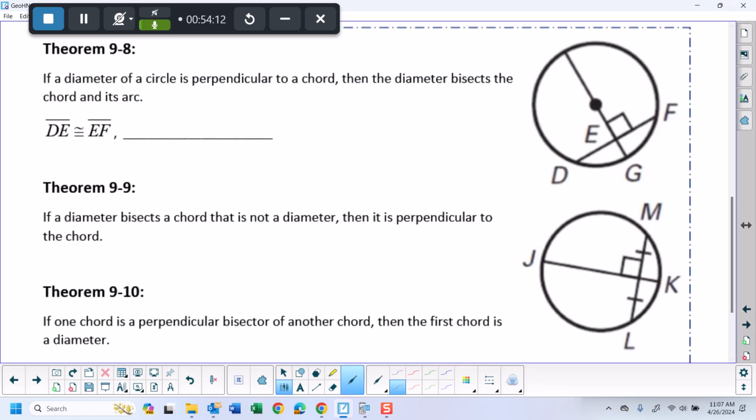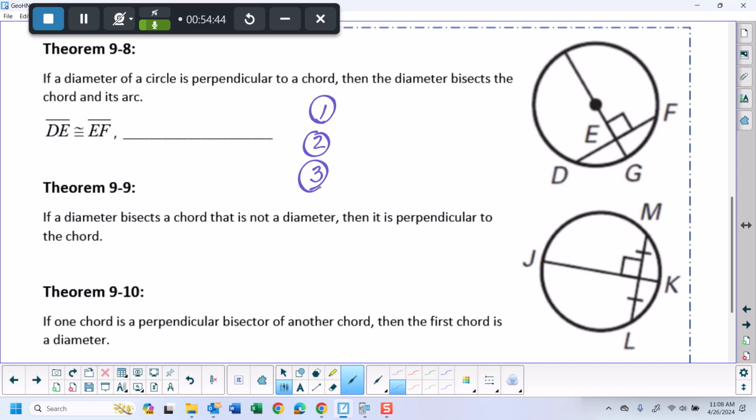These are my favorite. If a diameter of a circle is perpendicular to a chord, then the diameter bisects the chord and its arc. We're going to call these the big 3. And anytime you have two of these circumstances, you have the third. So taking two at a time gives you the third.